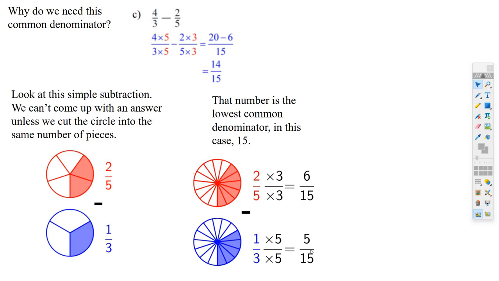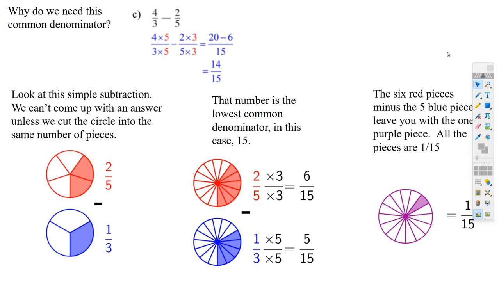Your answer is going to be, and how many 15ths do you have? Well, you've got 6 of these red ones. You take away the 5 blue ones, and what do you end up with? You end up with one little piece. See, 1, 2, 3, 4, 5, 6, and you take away these 5, you're going to be left with one little piece right there, 1 out of 15.